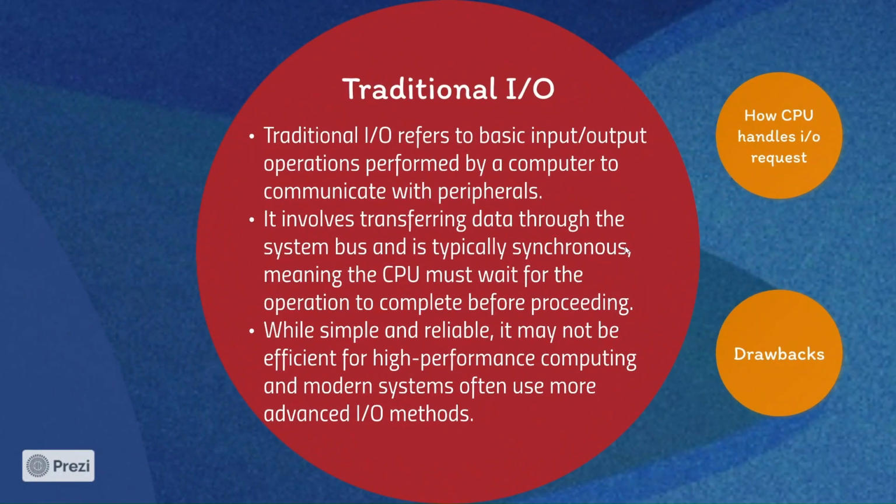So we will be looking at traditional input-output. Traditional input-output refers to the basic input-output operations performed by a computer to communicate with peripherals. It involves transferring data through the system bus and is typically synchronous, meaning the CPU must wait for the operation to complete before proceeding. While simple and reliable, it may not be efficient for high performance computing, and modern systems often use more advanced input output methods.